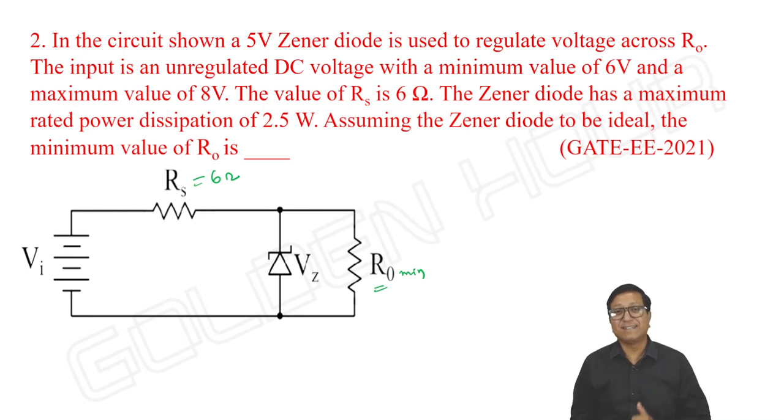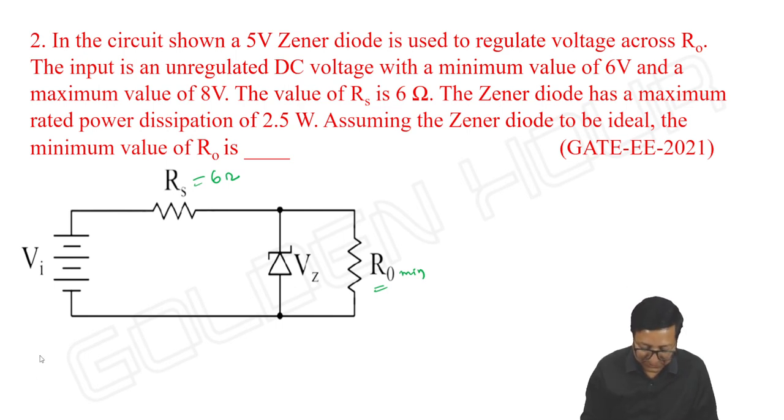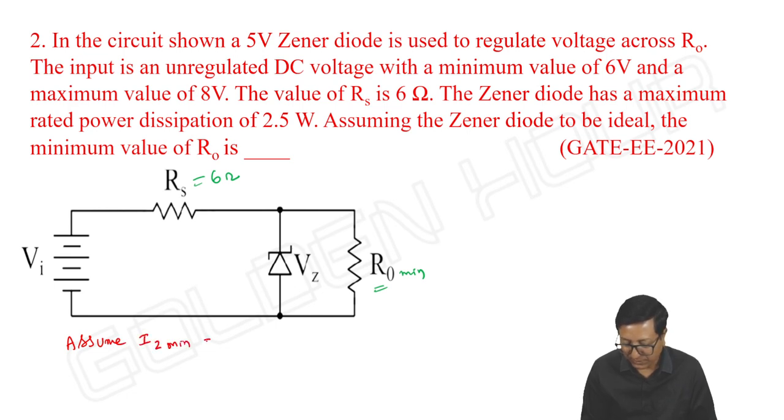Okay, so what is IZ minimum? They have not given. Now I can assume IZ minimum is equal to 0, or knee current. Okay, done. So IZ minimum is known, and IZ maximum is also known to us. But we do not know RO maximum. Now how to find it from the given data?